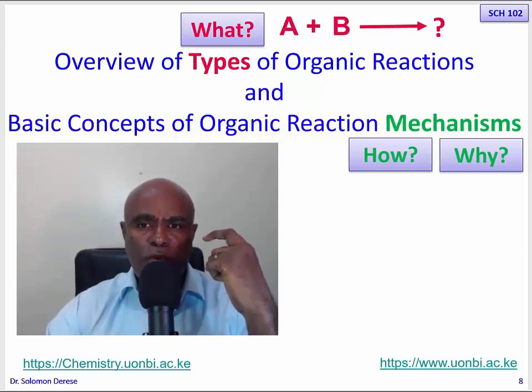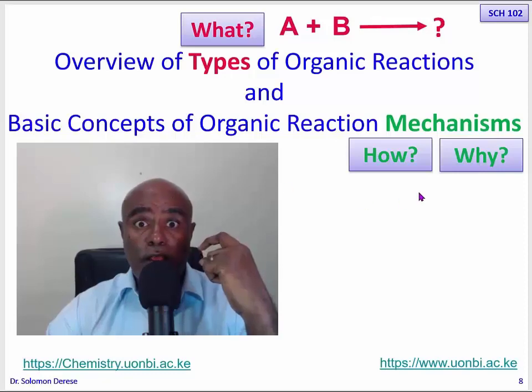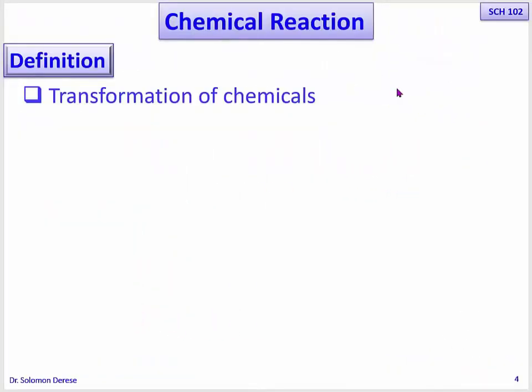So first we'll study the types of organic reaction, and then once we have a clear understanding of that, we'll study their reaction mechanism. Before we look at the different types of reactions organic compounds undergo, let's start by defining what a chemical reaction is. A chemical reaction is basically a transformation of chemicals. One chemical compound can be transformed into product.